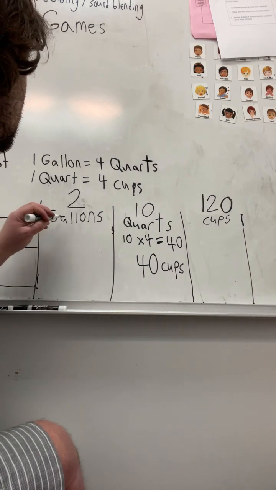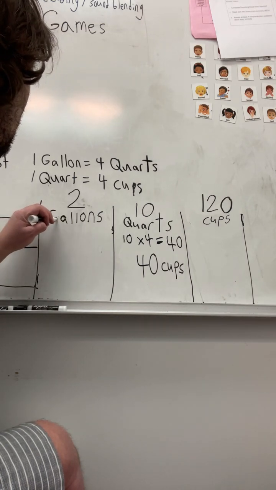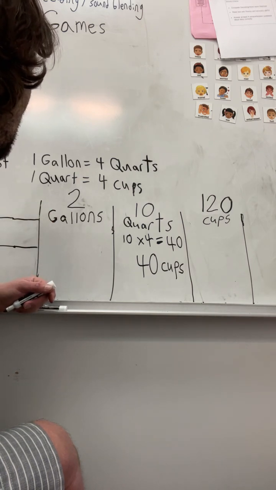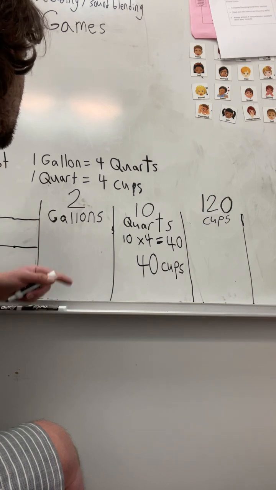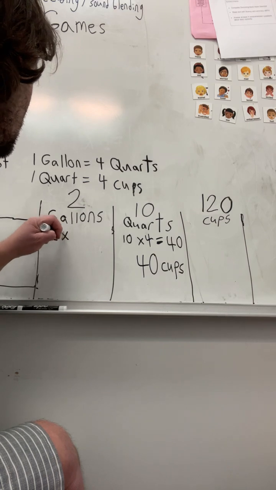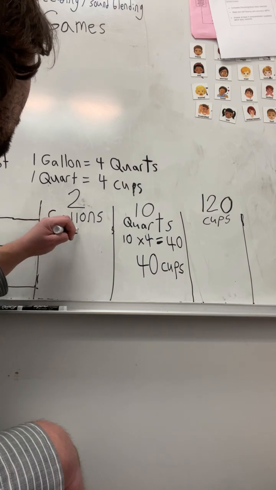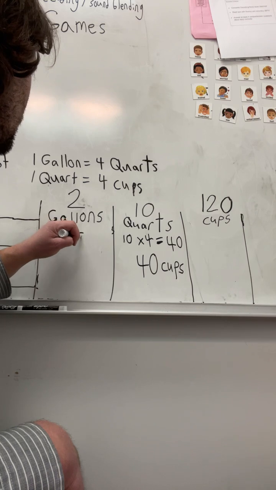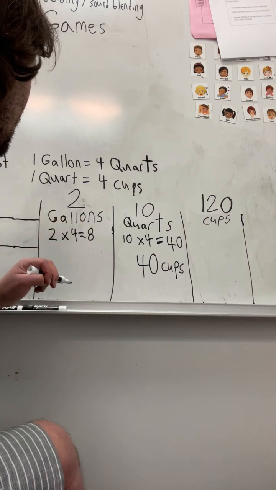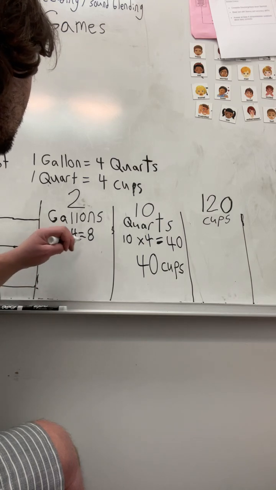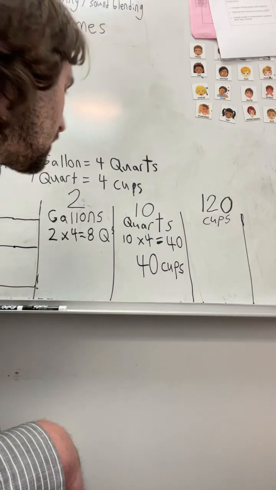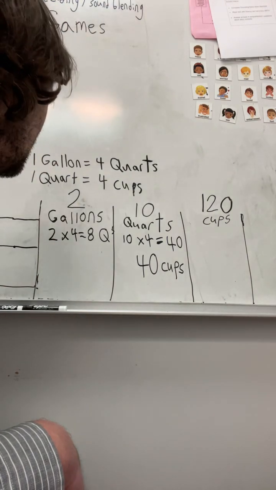Now 2 gallons. So to figure out how much 2 gallons is in cups, first we have to convert 2 gallons to quarts. So I'm going to figure out how much 2 gallons is in quarts by multiplying 2 times 4, since 1 gallon is equal to 4 quarts. So 2 times 4 equals 8. I'm going to put the Q for quarts. So 2 gallons equals 8 quarts.